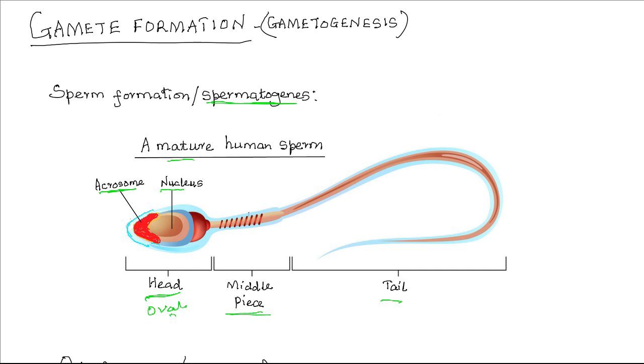The middle piece has numerous mitochondria and respiratory enzymes to produce energy for the swimming, because sperms move to where the ova is by swimming, and swimming requires a lot of energy. This energy is made available by the numerous mitochondria present in the middle piece. The middle piece also has filaments that enable the tail to lash from side to side, thus propelling it.